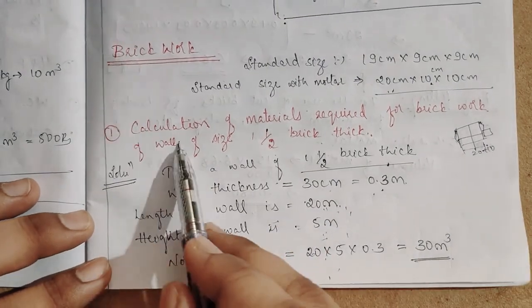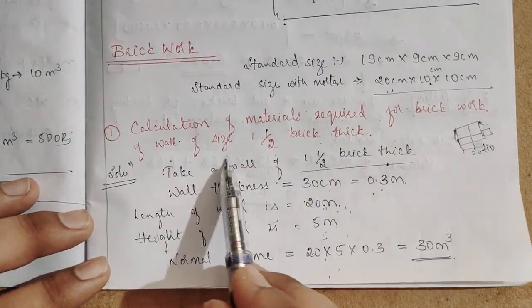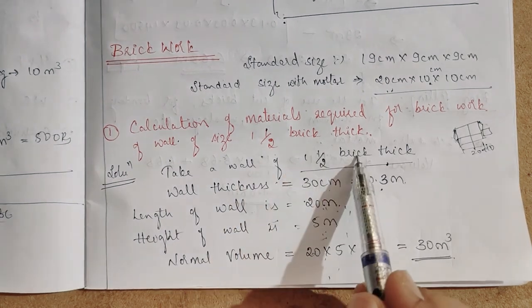So I'll summarize once again. See here what they have asked: calculation of materials required for brickwork of wall size 1.5 brick thick.